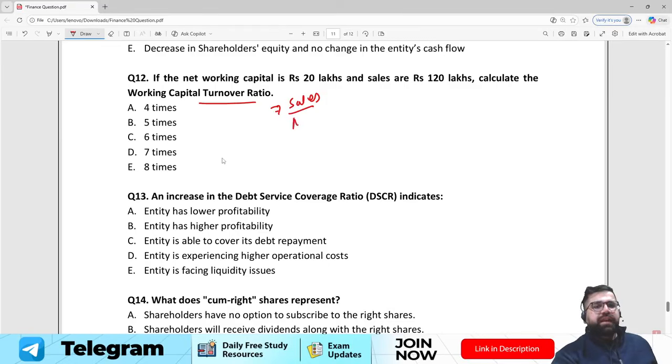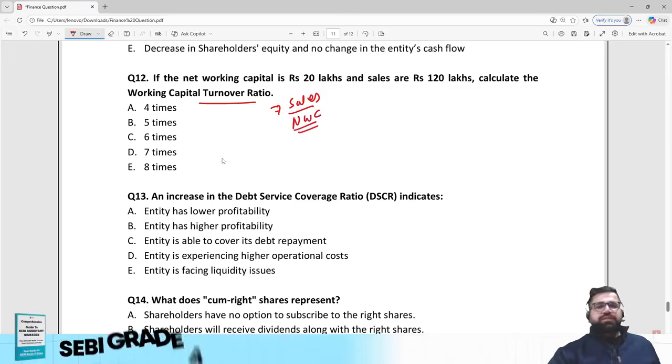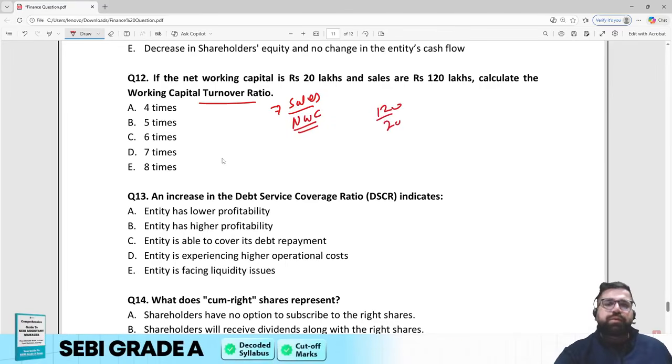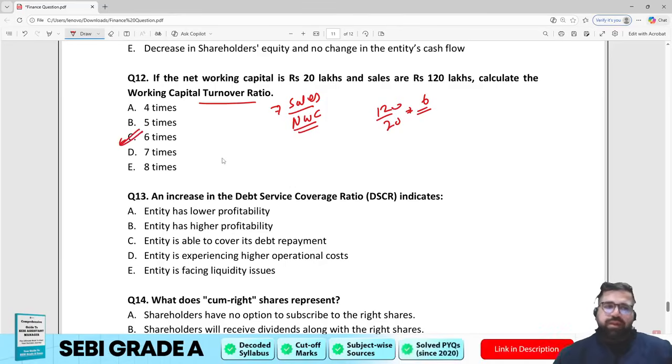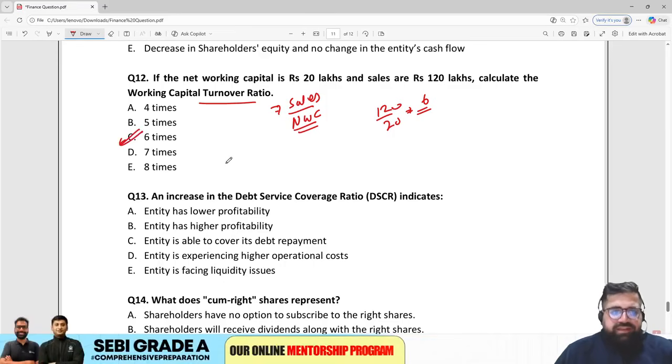Sales divided by net working capital. Sales is given to you as 120 divided by 20. Your answer will come at 6. So my correct answer is option number C, 6 times.